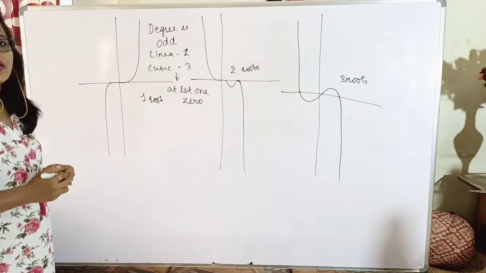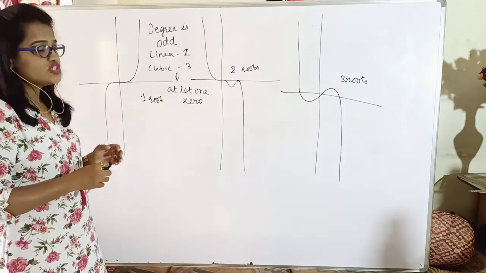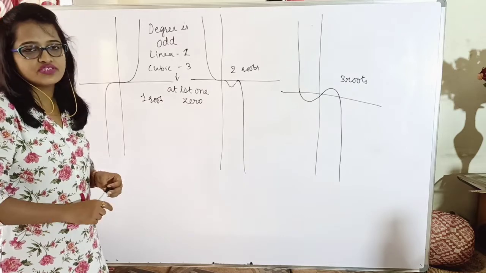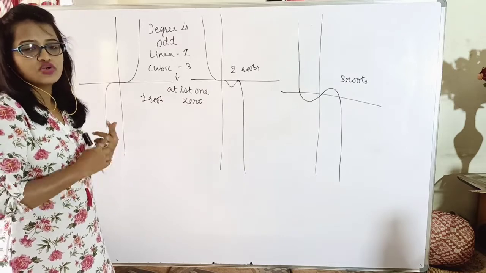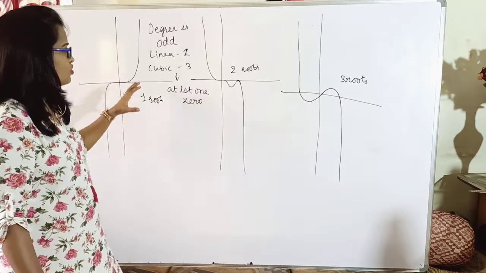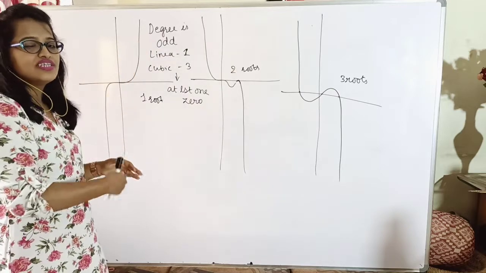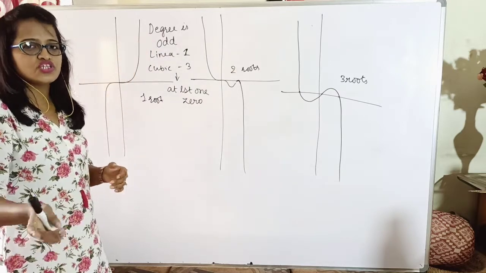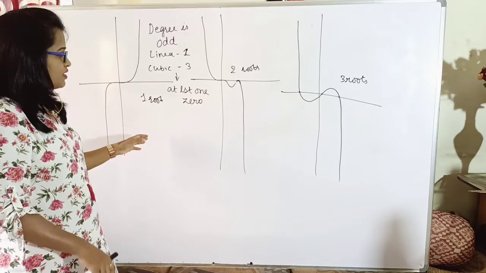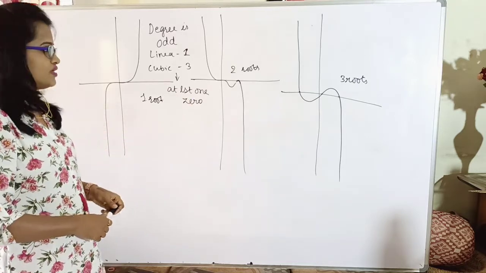Definitely they should be having at least one zero. It is not possible that they will not have a zero at all. But for the quadratic polynomial, it could have no zeros, but not with a linear or cubic, because their degree is odd. So for degree 5, 7 and so on, they should have a minimum of 1 zero. But the maximum will be whatever is the degree of the given polynomial, isn't it?